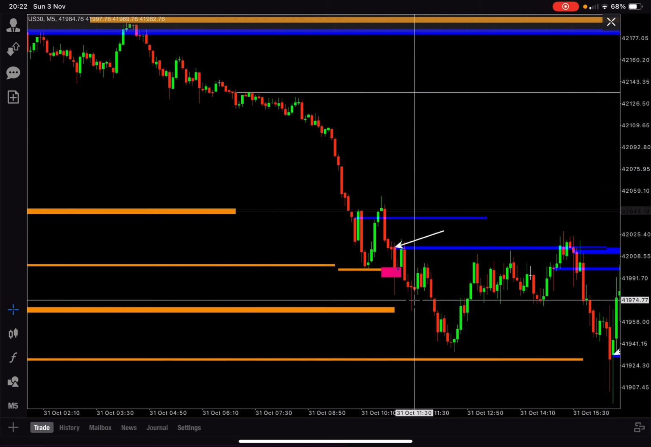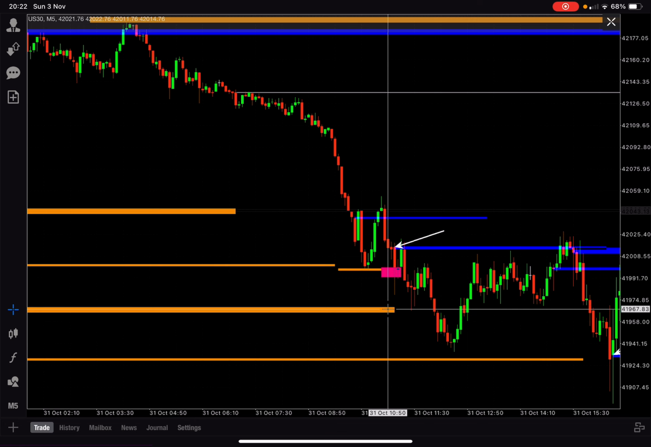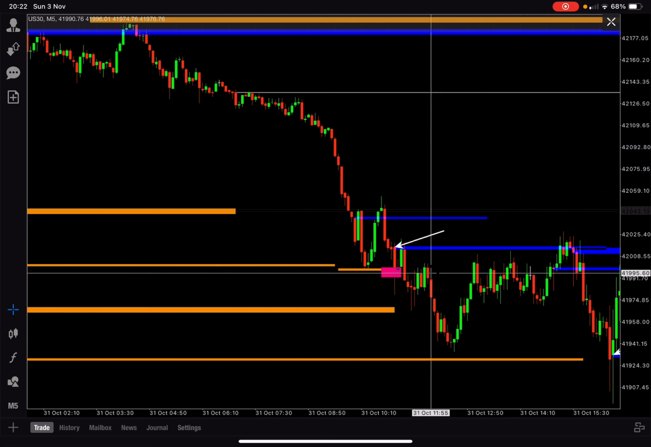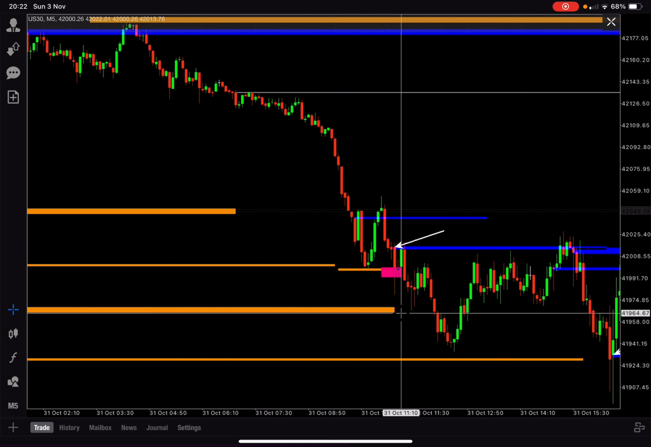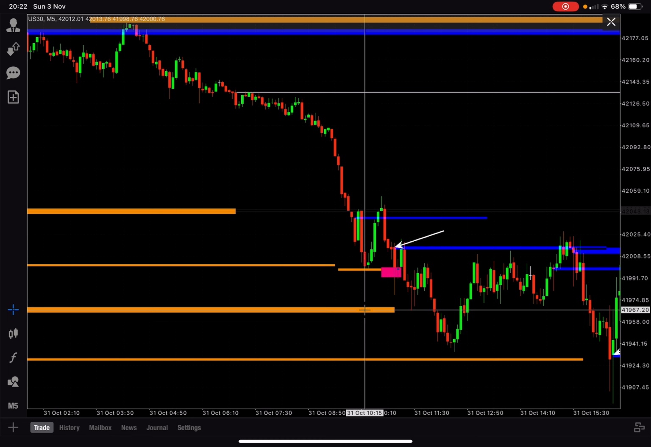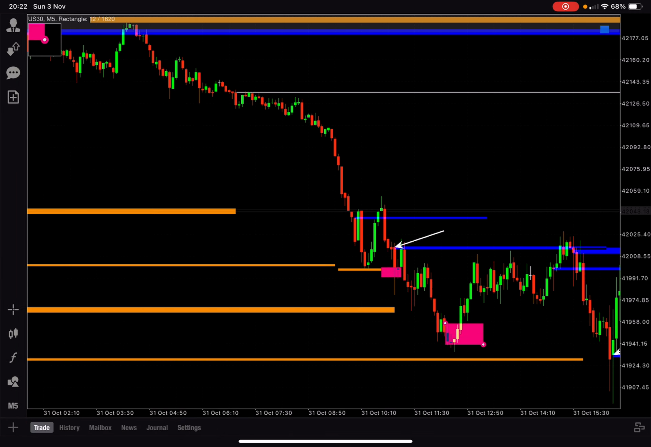Price pushes down, goes sideways a bit. It doesn't take this low, so I didn't really take this entry. Price pushes down once again, takes this low and this major low, which is a past daily low. So this is a valid buy area here.